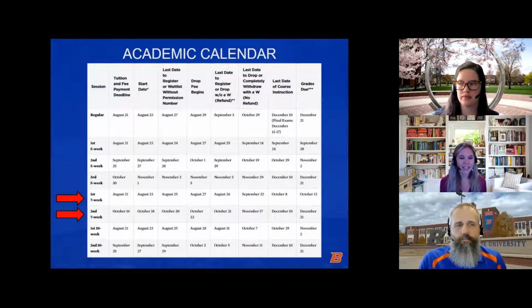Okay, the academic calendar. We wanted to go over this because it's really important to know when the big dates and deadlines are throughout the semester. We are here to support you through everything, but it is absolutely on you to know when the drop deadline is, when the withdrawal deadline is, when you have to pay your fees. You've got to know all of that ahead of time.